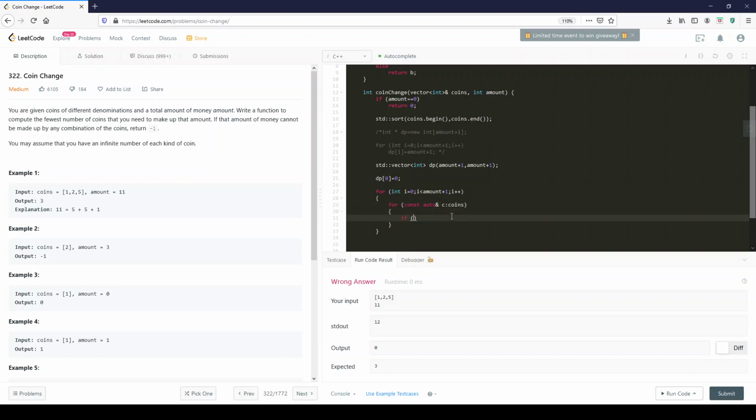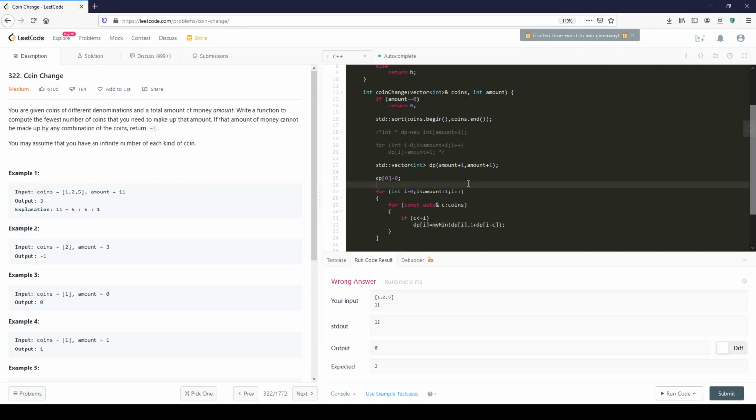and we're going to say if the coin that we're currently looking at is smaller or equal to i, which is the current amount we're looking at, that means the amount at that particular position, so the least amount is my min with the current amount that it was at, which in this case is amount plus 1, which is its current amount, or 1 plus dp[i minus c].